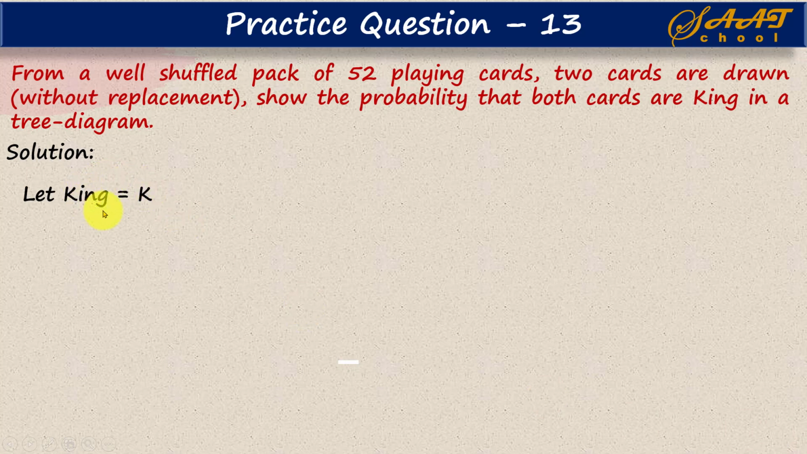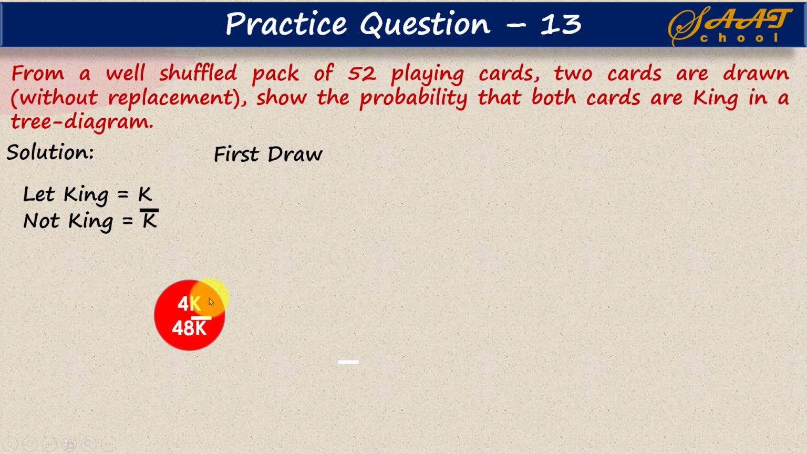Let king be K and not king be K bar. We have to show the probability that both cards are king. So let king be K and not king be K bar. We have 4 king and 48 not king, so out of 52, 4 king and 48 not king in the first draw. Now we have to find the probability using a tree diagram.